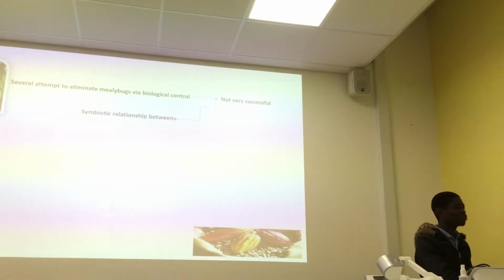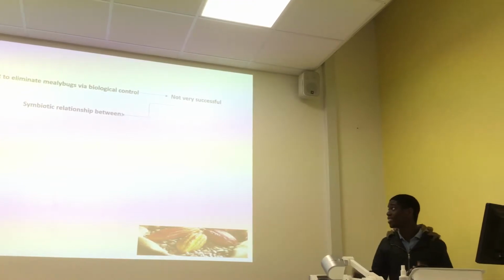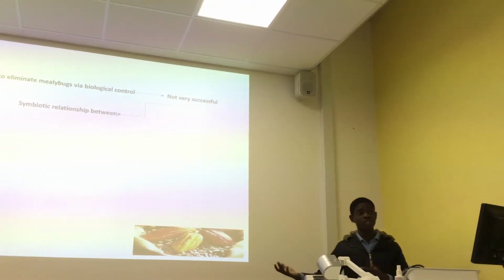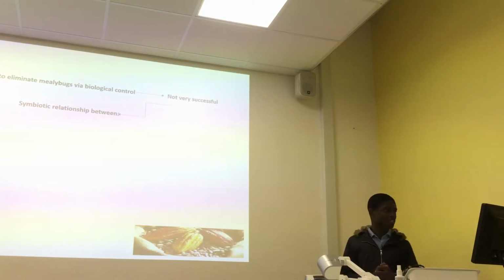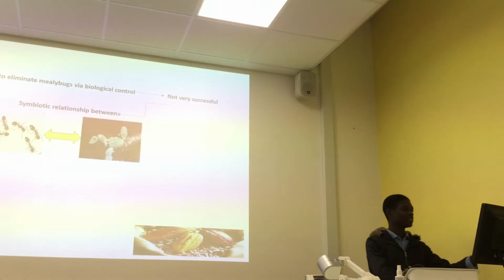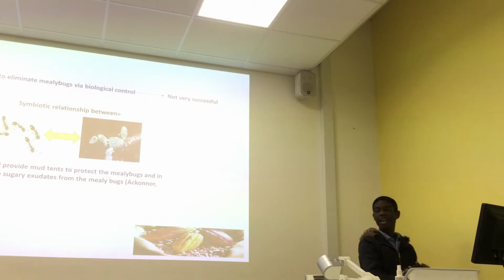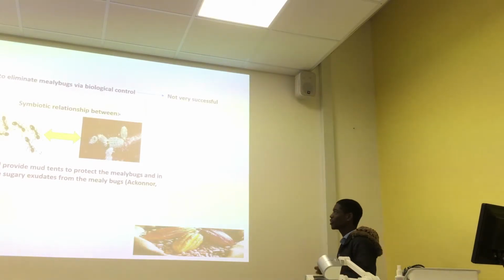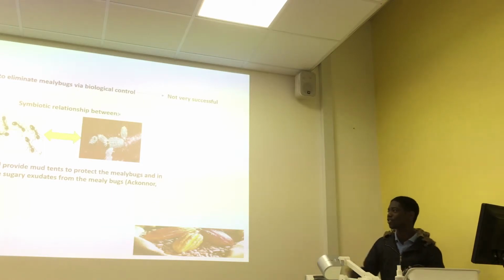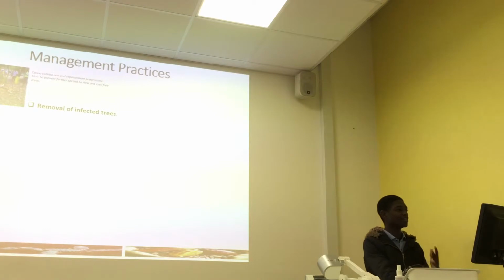There have been several attempts to eliminate the mealybugs via biological control, but these attempts have not been very successful. First, because they have a very high proliferation rate, and secondly, because there is a symbiotic relationship between the ant belonging to the Crematogaster genus and the mealybug. The ant provides a tent to protect the mealybugs, and in exchange, the ant receives sugary exudate from the mealybugs. So this makes it very difficult.